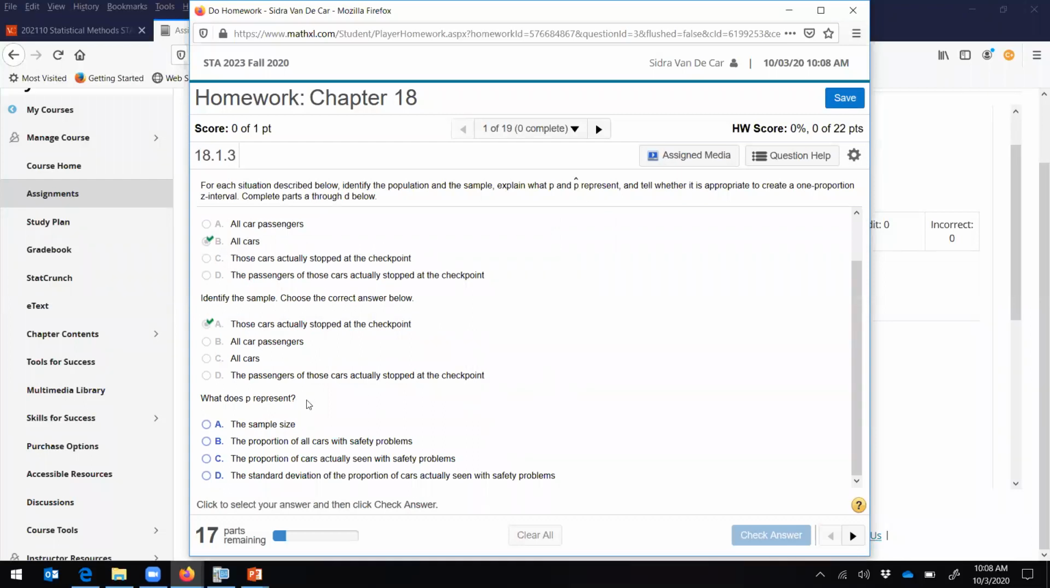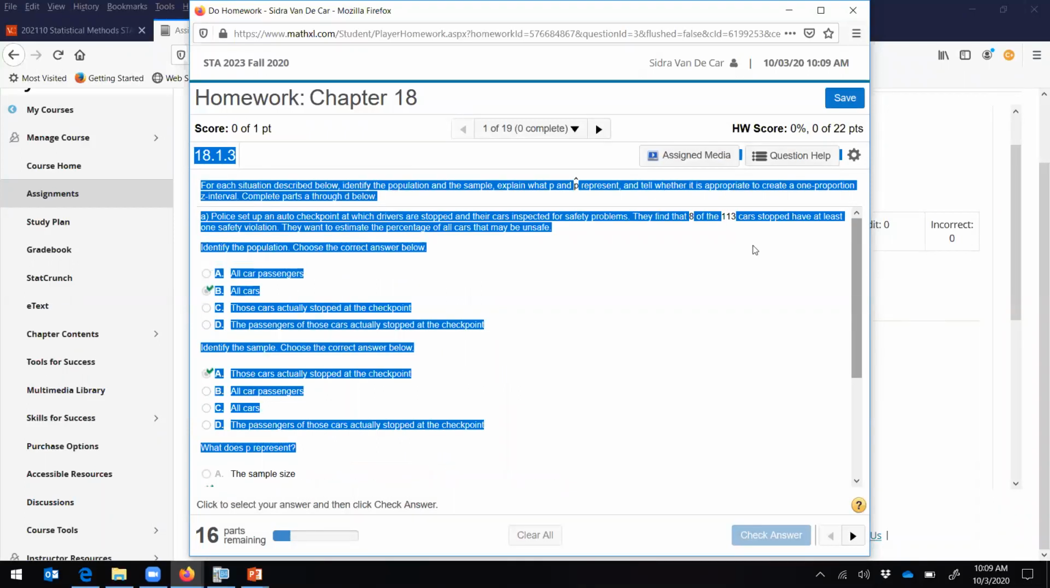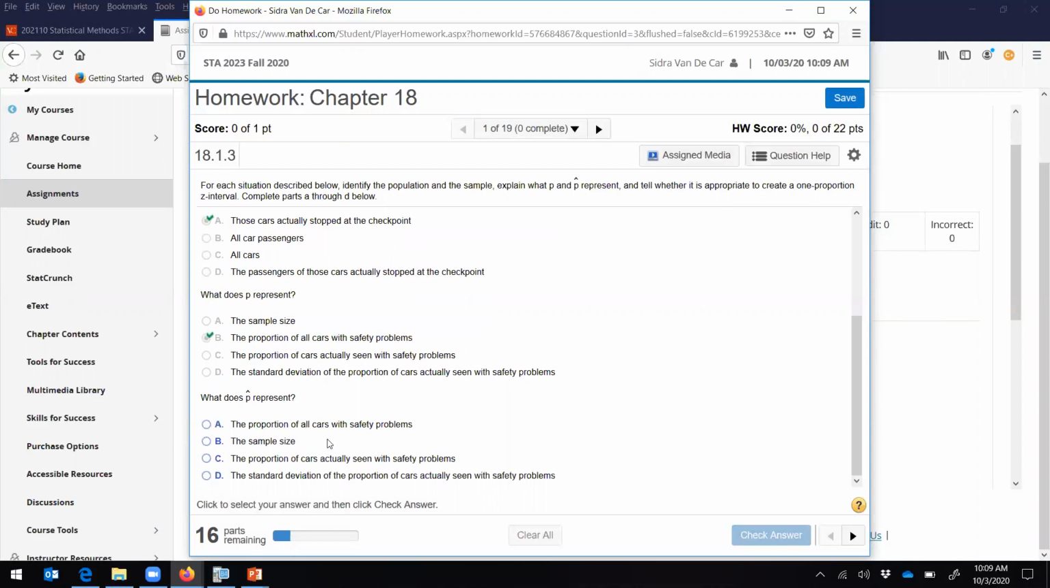All right, now what does P represent? P is referring to the population proportion. So it's going to be the proportion of cars on the road that have some safety violation. So the proportion of all cars with safety problems looks like that would be B. And the P hat refers to the sample that we stopped. So it's saying out of these 113 cars that were stopped, how many have safety problems? So it's the proportion of cars actually seen that have safety problems. So that would be C.